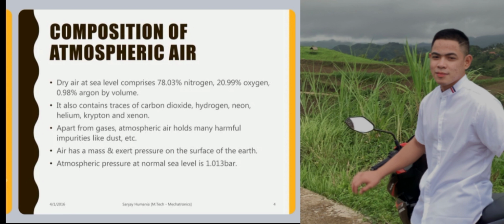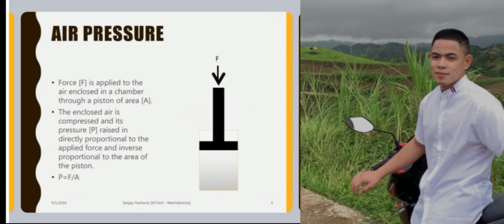Air has mass and exerts pressure on the surface of the Earth. Atmospheric pressure at normal sea level is 1.013 bar. Air pressure: force is applied to the air enclosed in a chamber through a piston of a given area. The enclosed air is compressed and its pressure rise is directly proportional to the applied force and inversely proportional to the area of the piston.